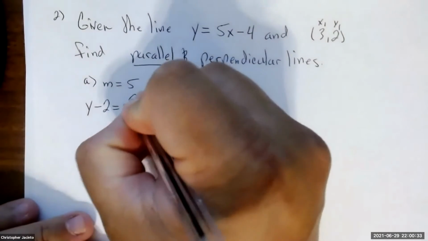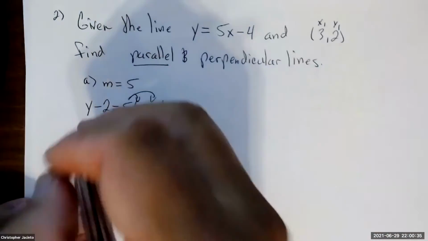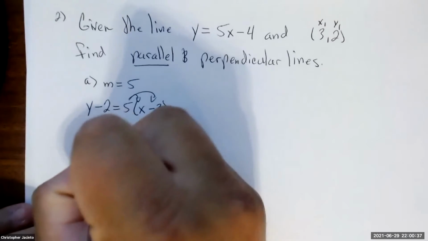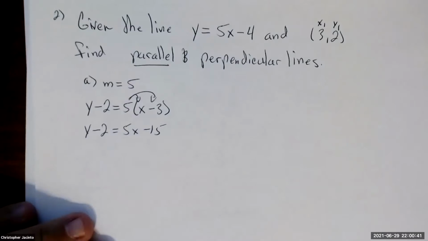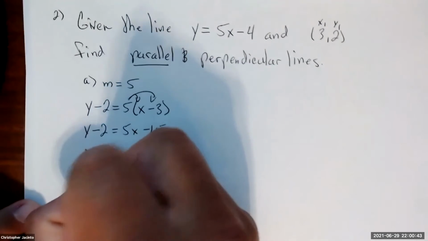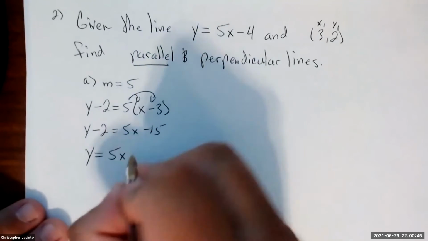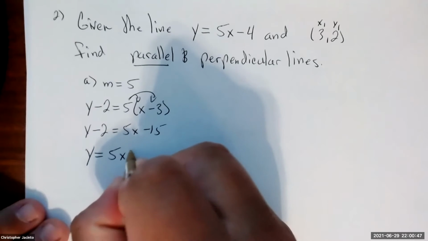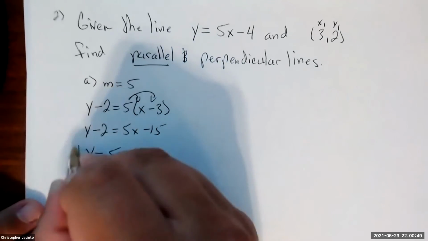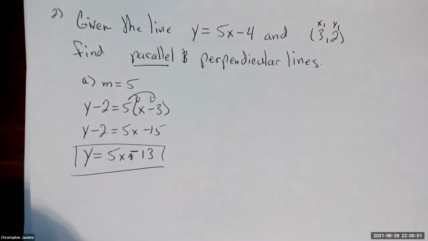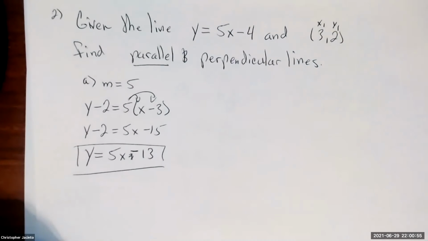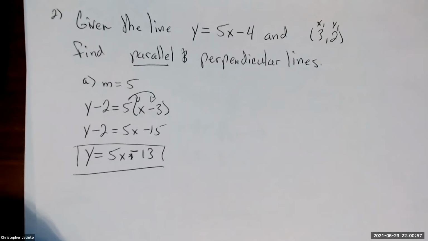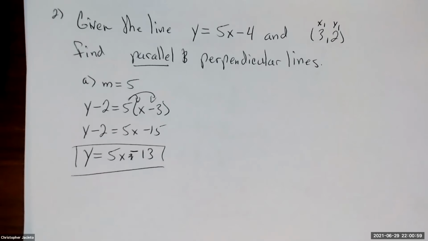This we then have to distribute, because it's not the y-intercept. And then add 2 to both sides. And there we go. So 5x minus 13 is our parallel line.